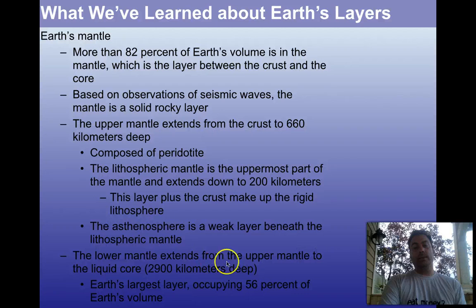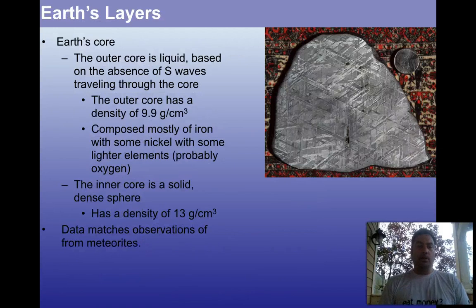The lower mantle extends from the upper mantle to the liquid core, and this is Earth's largest layer. It's about 56% of the Earth's volume, and we know probably the least of anything about that layer. So we have some ideas of what things might be made out of.